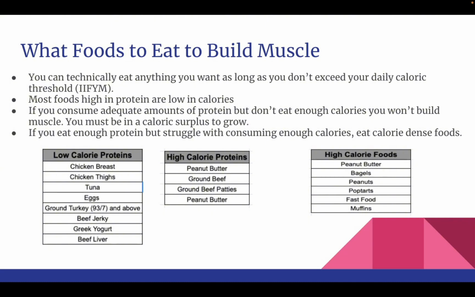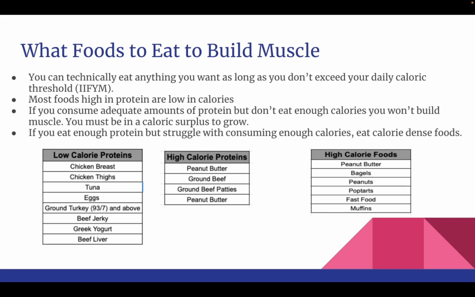All right, so we have high calorie proteins. You got the ground beef patties, and peanut butter. So those are the proteins you should be eating. Now let's say you have no problem eating adequate amounts of protein, but you do have difficulty getting calories. If that's the case, I highly recommend you eat peanut butter, bagels.